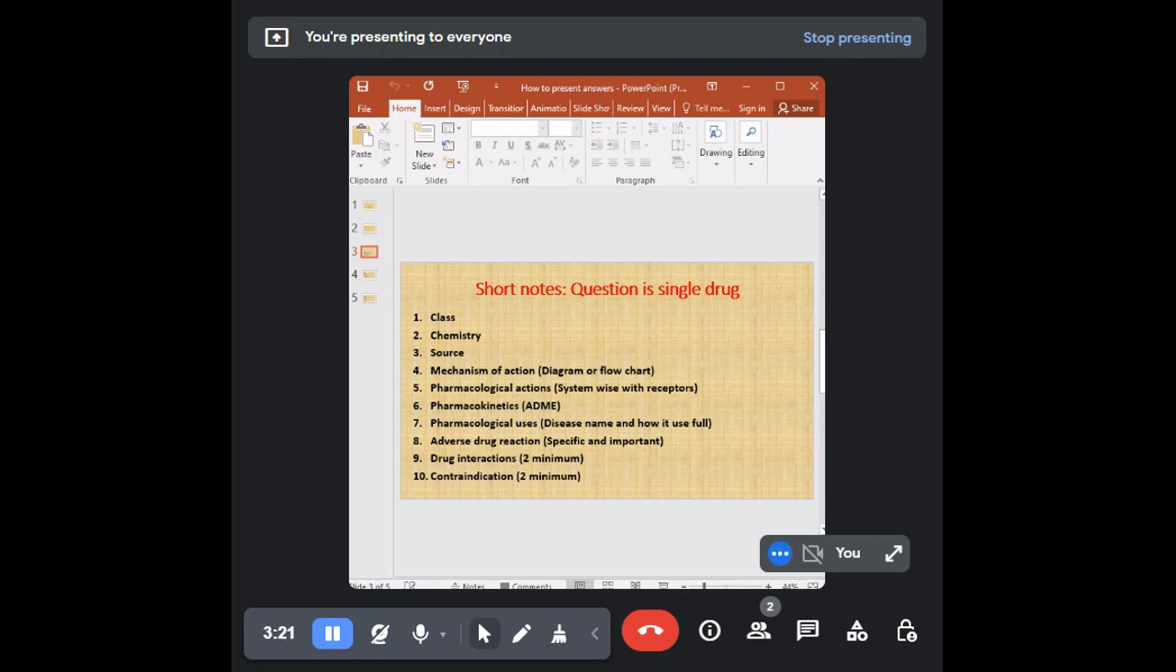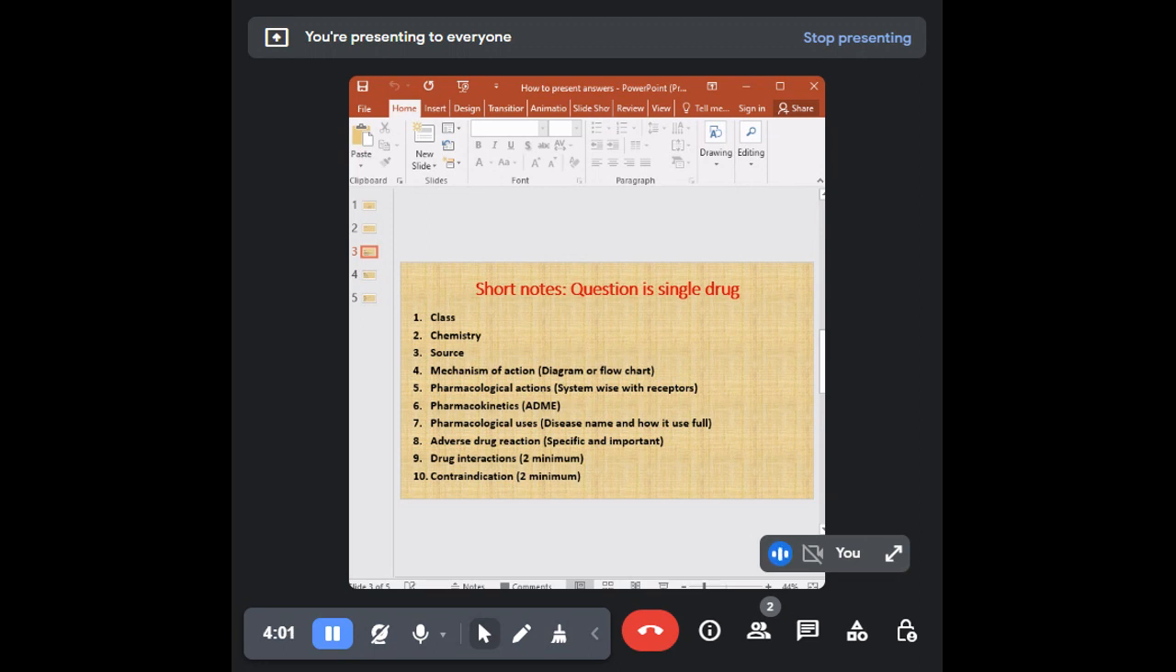Next, chemistry. Chemistry is not important for all drugs, only for some, like heparin or sulfonamides. If you write it or not, it is not a problem, but if you write it, it will be good, because everyone will write only common things. If you want to make a difference from your friends and other people, you have to add something else. Then source is also not required for all drugs, only for important ones like natural products, semi-synthetic, derived from animals, or recombinant technology. If there is any specific source, you write it.